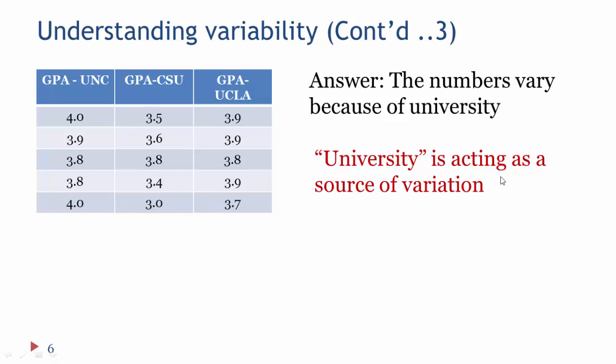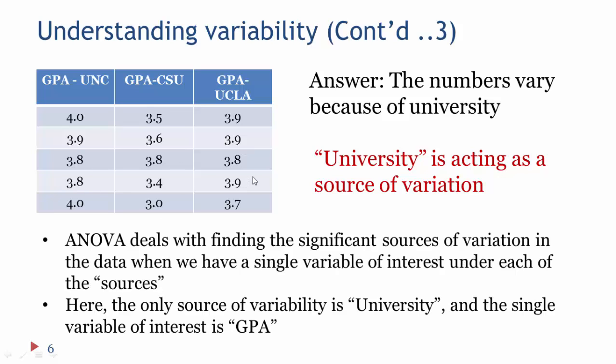Okay, so university is acting as a source of variation, and also there is another source within each of these universities, and we'll talk more about that in a few minutes. So what ANOVA does, it deals with finding the significant sources of variation in the data. So it tries to find the sources of variation that are causing the variability in the data. It tries to identify the sources or the factors that cause the variation. Okay, so here we have only one such source, and that is the university.